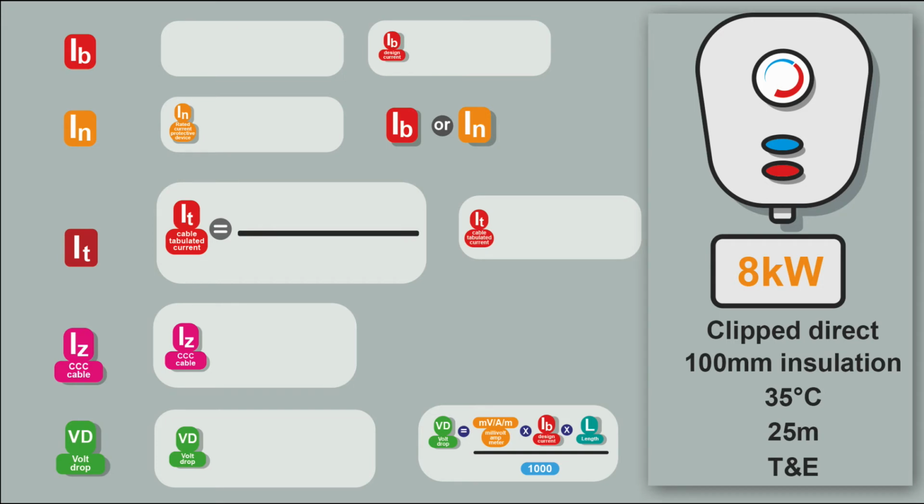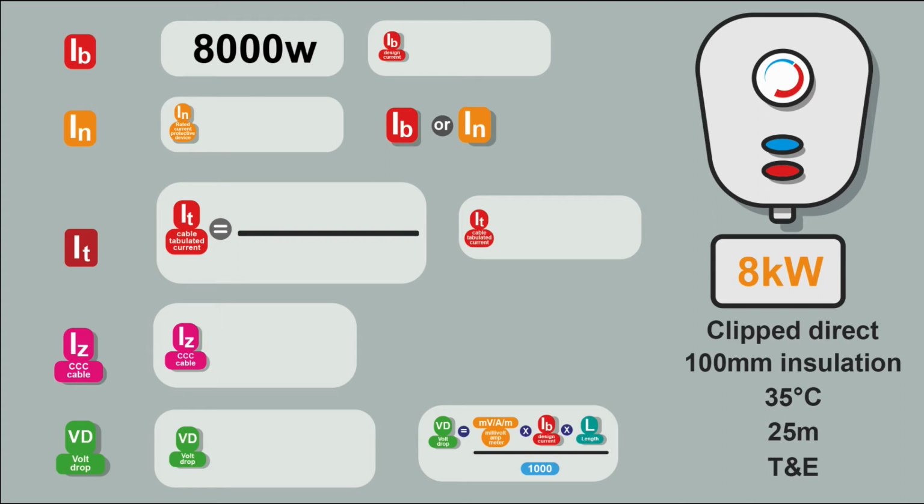So let's consider an electric shower. It's 8 kilowatts. The cable's clip direct, twin and earth clip direct. The length of the run is 25 meters. The cable travels through 100 millimeters of insulation. So first of all, we work out the design current. 8,000 watts divided by 230 volts gives us a design current of 34.8 amps. And then we can choose our protective device. We need a protective device that can handle 34.8 amps. So we need to go higher than that, and that would be 40 amps. So our IN is 40 amps.